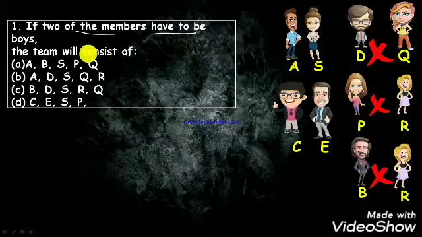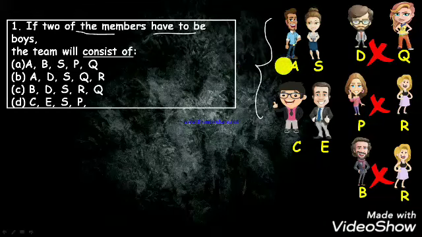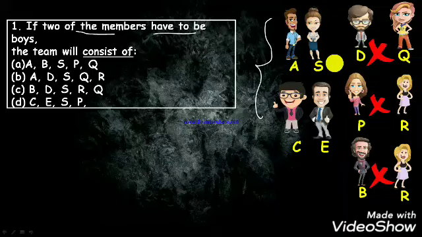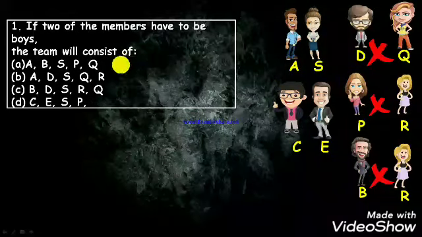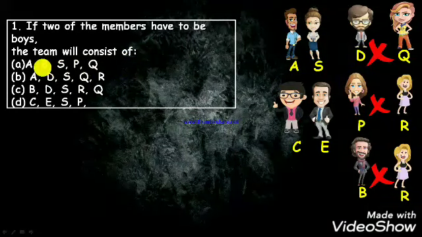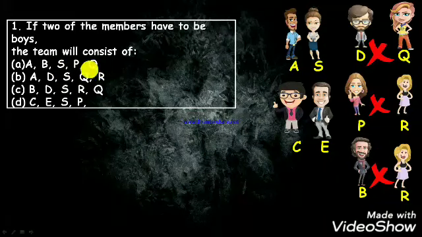If two of the members have to be boys, the team will consist of... So here are our options. Remember one thing, these are your conditions. You have to consider these conditions so you can decide which one will be the correct answer. So let's start with the first option, A, B, S, P, Q.